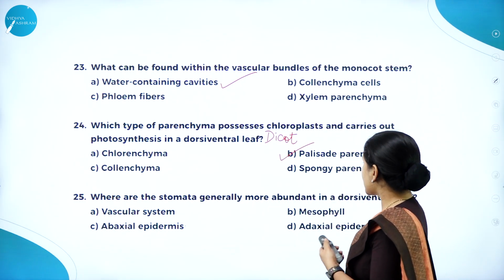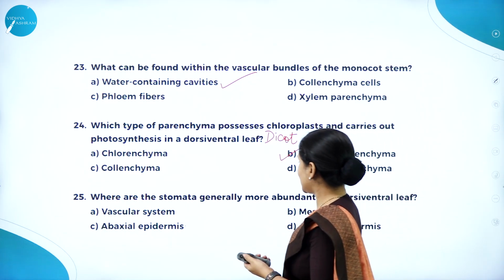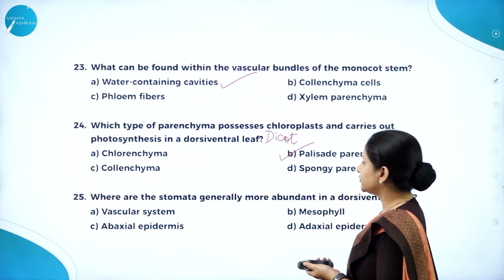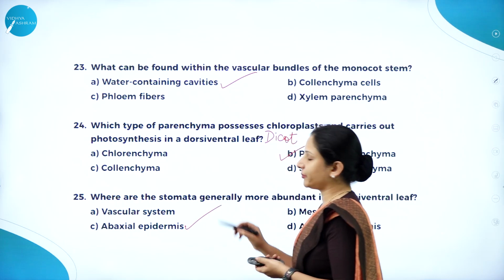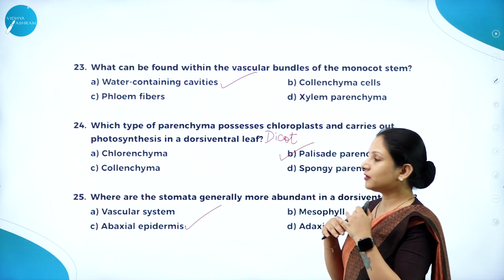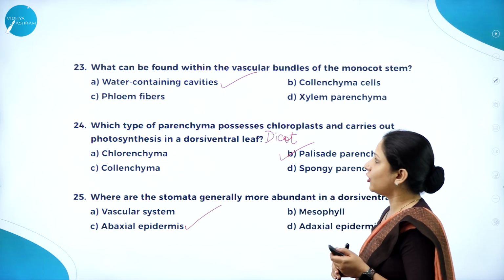Next question. Where are the stomata generally more abundant in a dorsiventral leaf? Is it vascular system, mesophyll, abaxial epidermis, adaxial epidermis? It is usually in the abaxial epidermis, that is the lower side of the leaf, wherein lots of stomata are generally distributed in the case of dorsiventral leaf, that is dicot leaf.